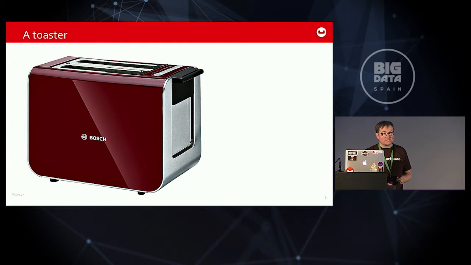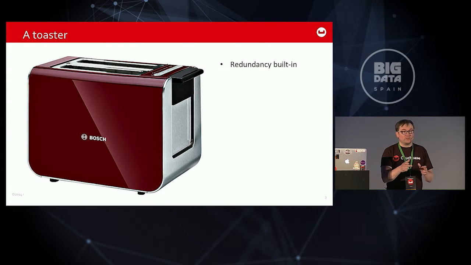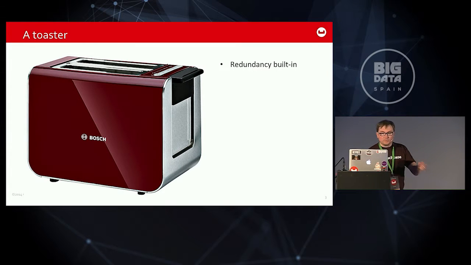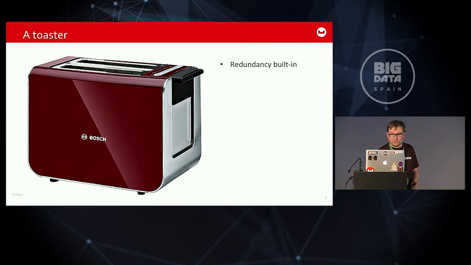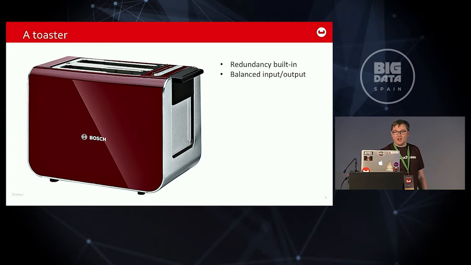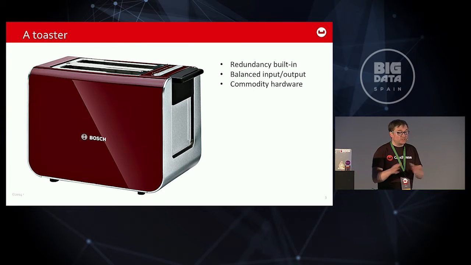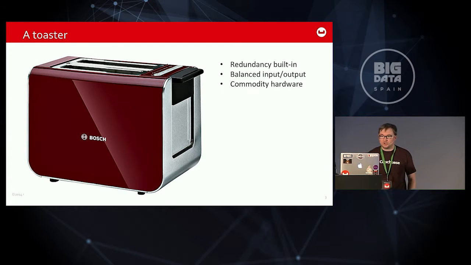And one of the good things I like about it is it's got redundancy built in. So you can see it's got 2 slots on the toaster. So one can go wrong, and I can still carry on making toast in the other one. It's not optimized for putting toast in or taking toast out. It's equally good at both. I don't want to say anything bad against Bosch, but it's commodity hardware. You know, there's nothing custom made here. It's just something I bought in a shop.